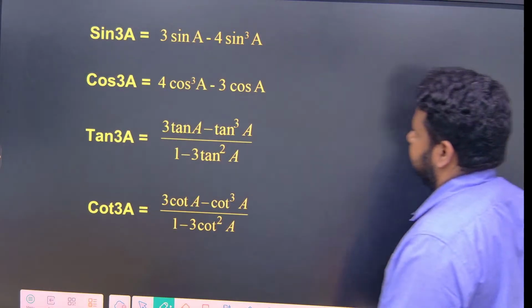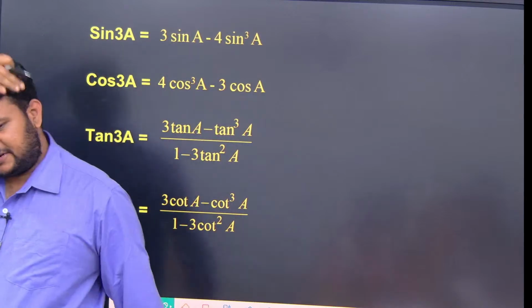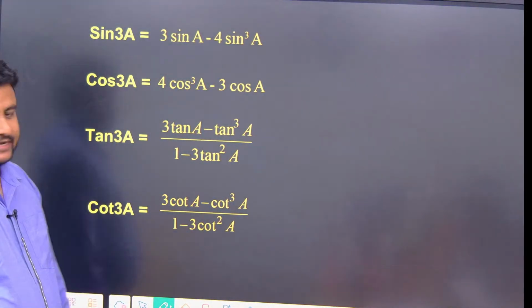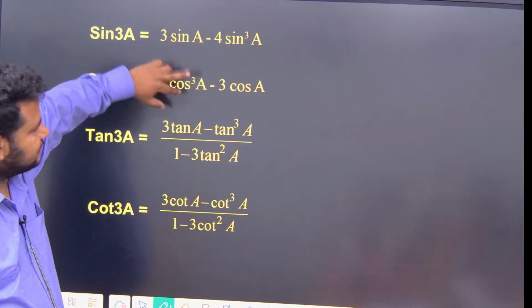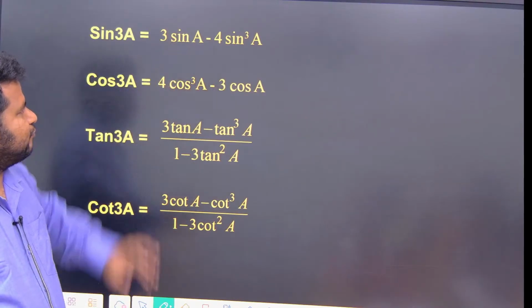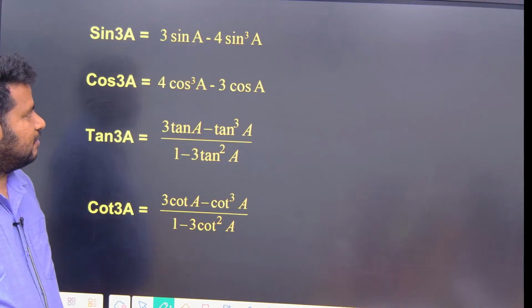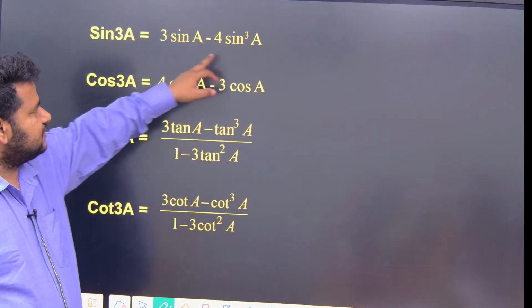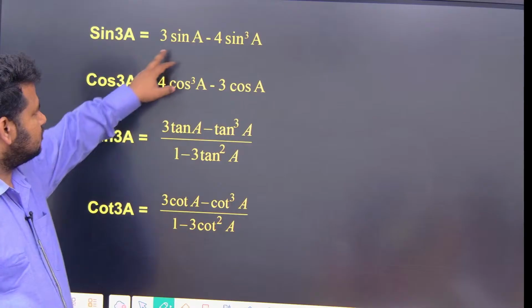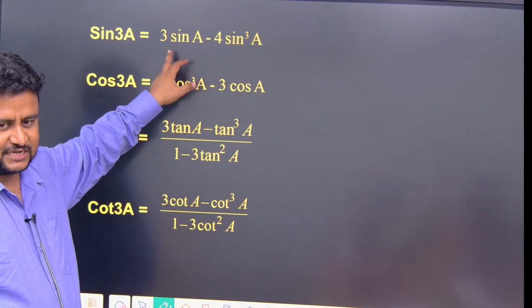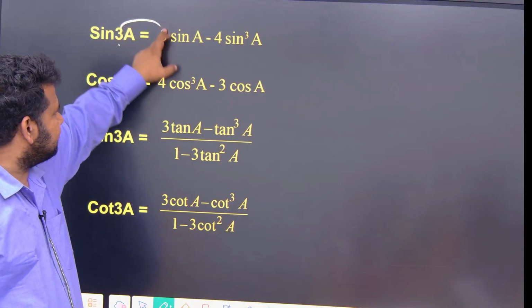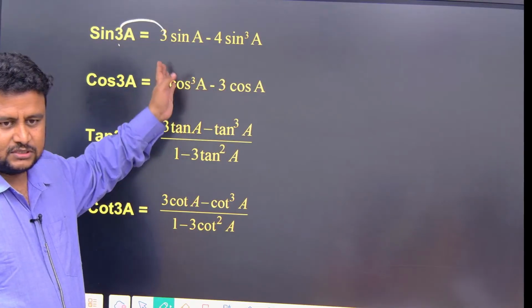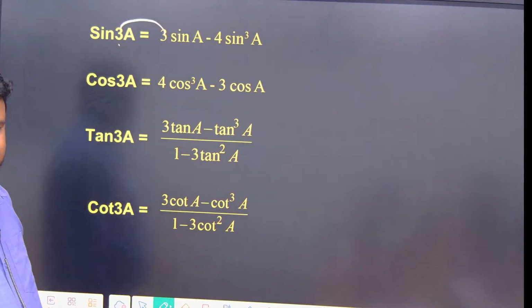Triple angle formula, very important. So sin 3A can be written as what? 3 minus 4. Why am I telling 3 minus 4? You will get confused between this. Sin 3A is 3 sin A minus 4 sin cube A. First sin will come, then sin cube will come. 3 comes here, then 4. So 3 sin A minus 4 sin cube A.